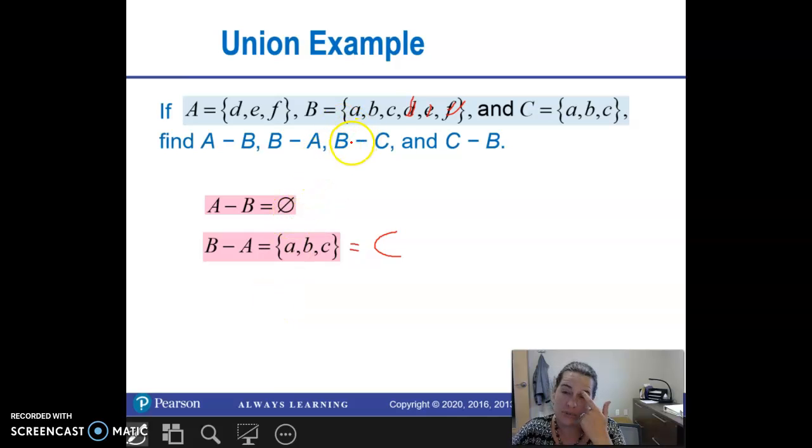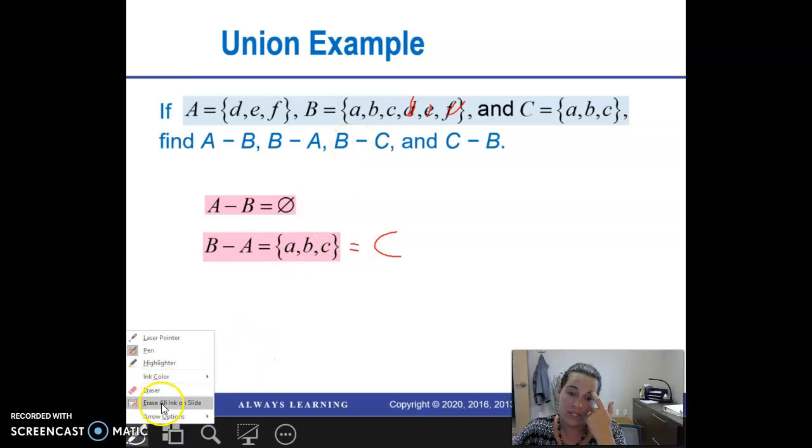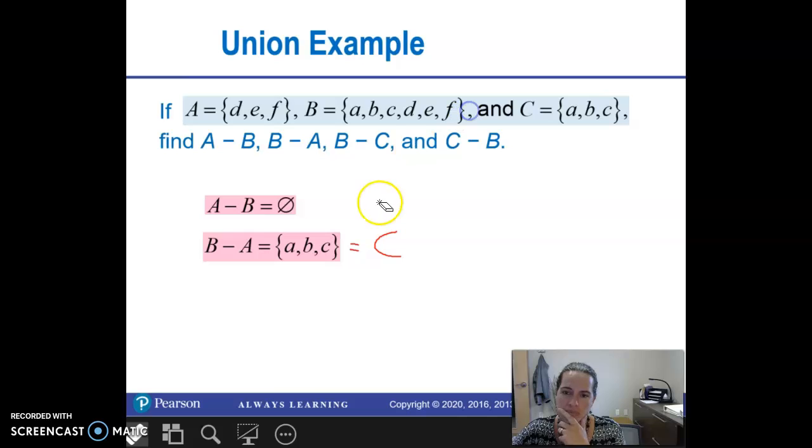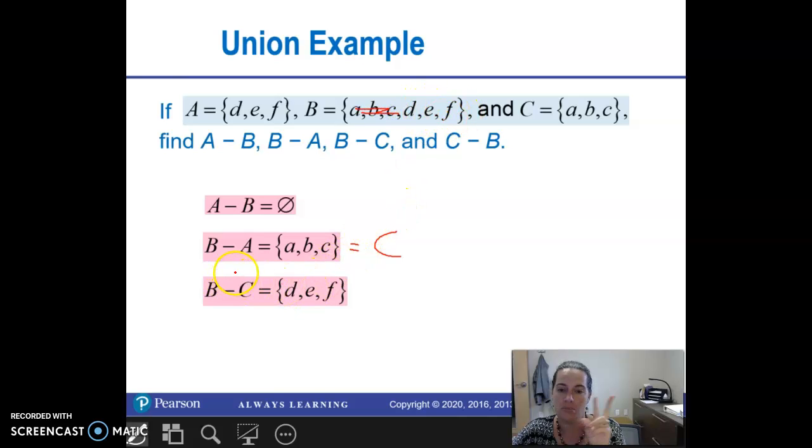But let's look at the next one. The complement of C with respect to B. Let me erase my scribbles here. Okay, complement of C with respect to B. So kind of the same thing we just got done with. We're going to look at B and take away C. Right. Well, C is A, B, C, so if we delete those, we're really just looking at D, E, F. So B minus C is D, E, F, which is actually the same thing as set A.